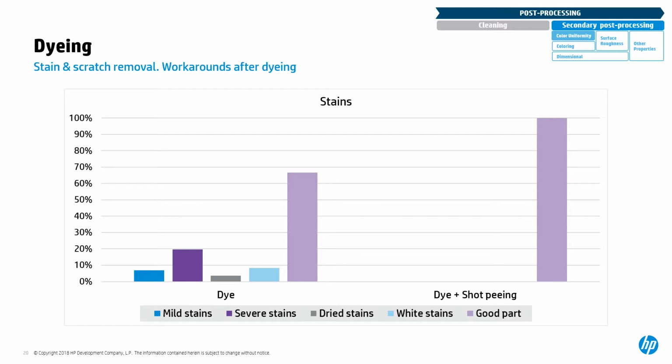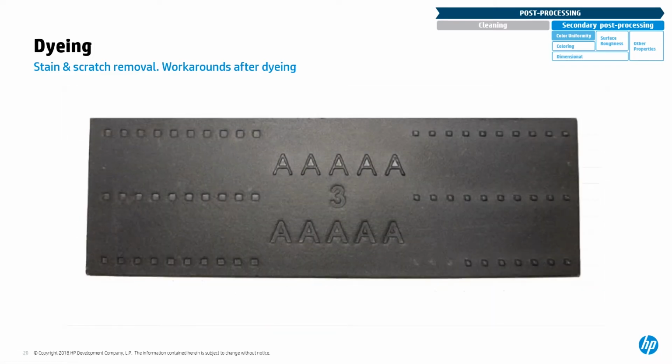On the left side, you can see the different types of stains that appear on that one. After that, we applied the soot pinning process. On the right side, you can see that all the previous stains were removed, and then we got a good part. And this is the final look and feel.